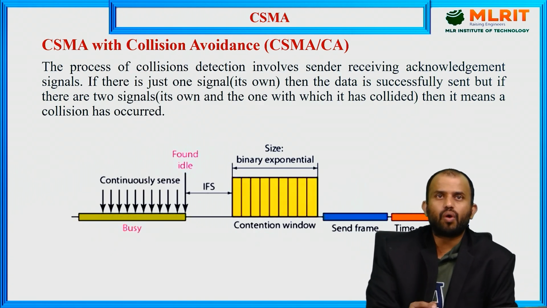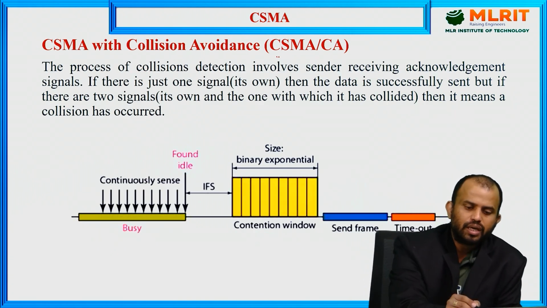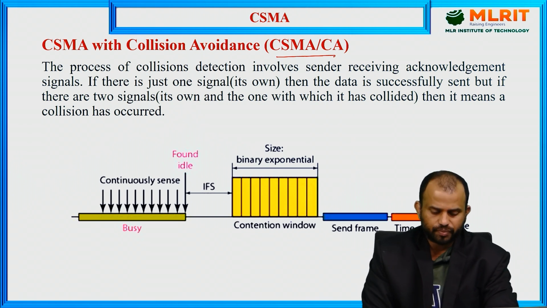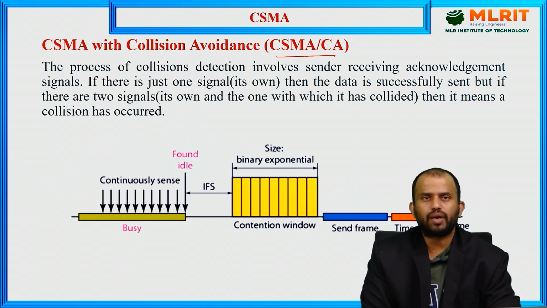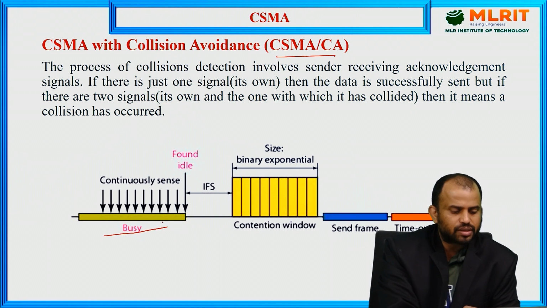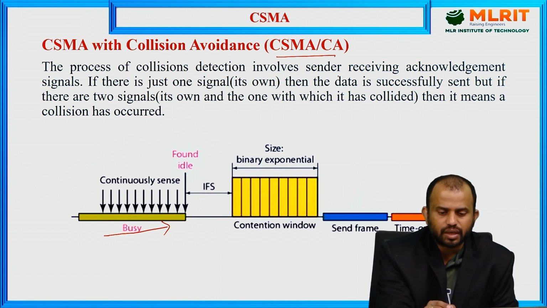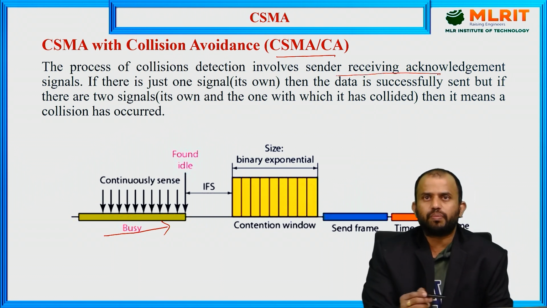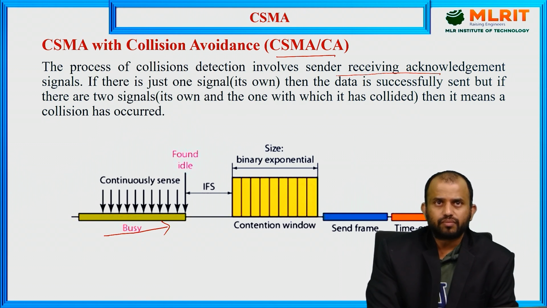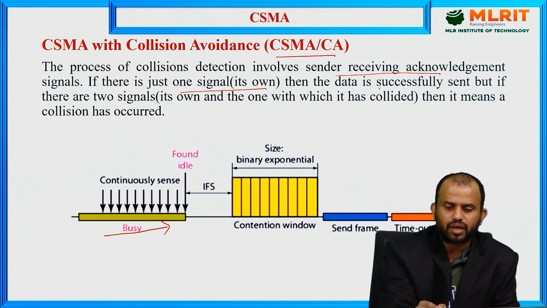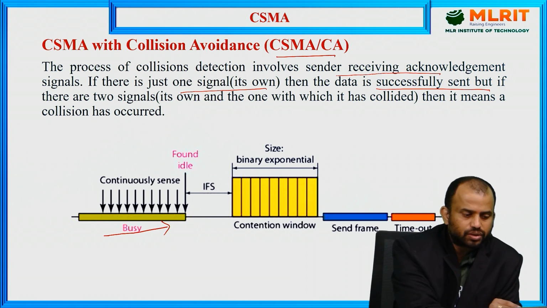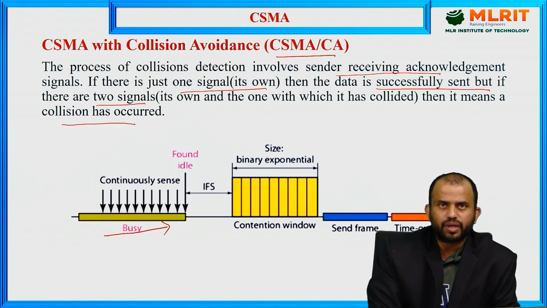But how are we able to avoid the collision? That process we call carrier sense multiple access with collision detection. How are we able to analyze this value? If we continuously sense and monitor the value, the process will avoid the collision. Once we detect the collision, the sender receives the acknowledgement. If there is just one signal, then data is successfully sent. But if there are two or more signals, that means a collision has occurred. If a collision occurs, the process should be terminated. That we call collision detection.